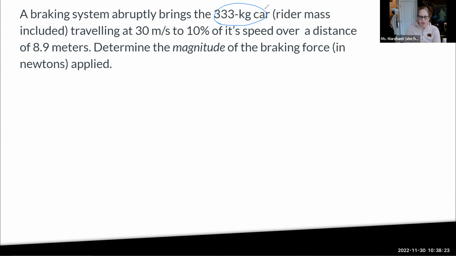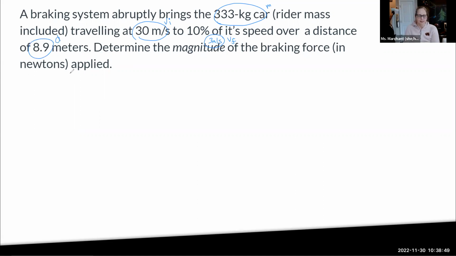So you just use that as the total mass, traveling at 30 meters per second to 10% of its speed. So at the start, that's my velocity initial. Meters per second is a velocity. So my starting velocity is 30 to 10% of its speed. So what's 10% of 30? 3 meters per second. That would be its velocity final over a distance of 8.9.